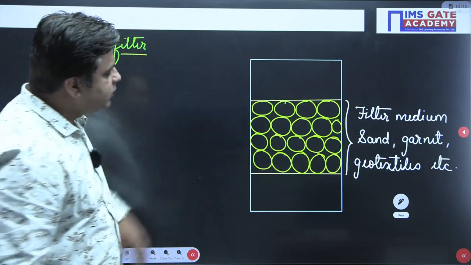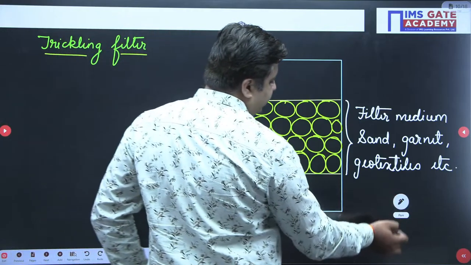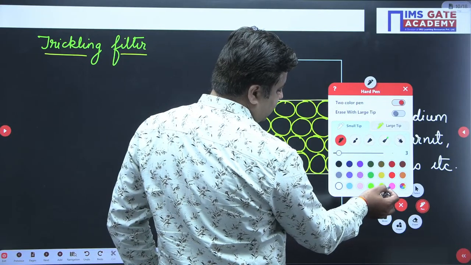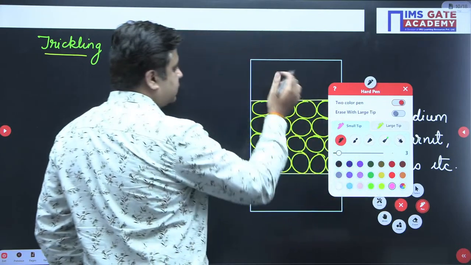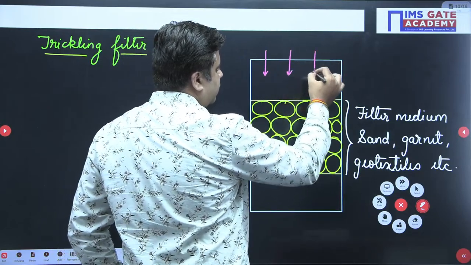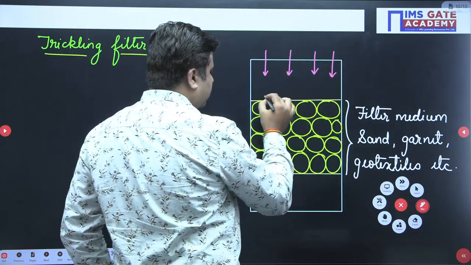Now, what you do is, you simply apply the wastewater over this filter medium. This is how you apply the wastewater over the filter medium, like this.